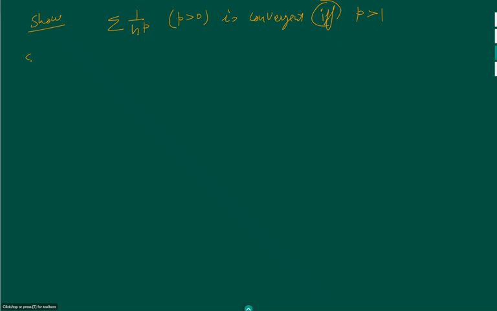Alright, so how do we solve this? We will use the Cauchy integral test. So let a_n be equal to 1 over n raised to power p, and let f(x) be equal to 1 over x raised to power p, where p is positive. You can see that f(x) is a monotonically decreasing function for x greater than or equal to 1.